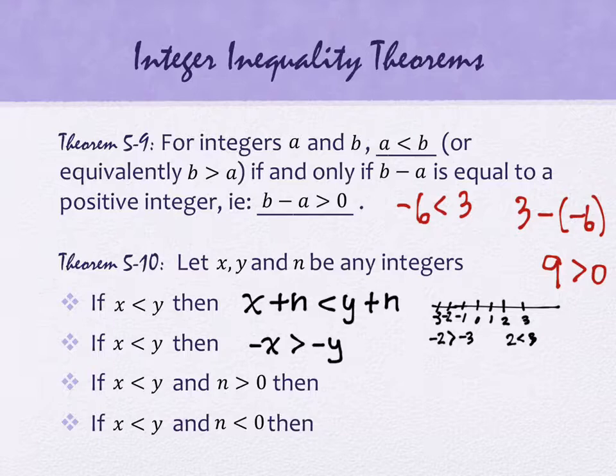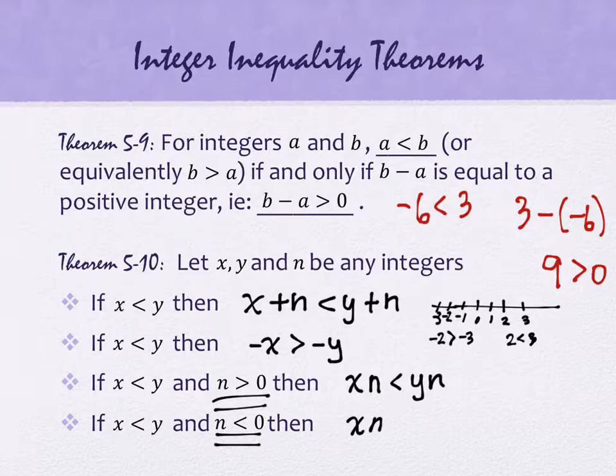All right, next one. If x is less than y and n is greater than 0, then x times n is less than y times n. Now you'll notice it specifically said n's positive. So if I multiply by a positive number on both sides, the inequality stays the same. That's usually not the concern kids have. They're totally fine with the inequality staying the same. But the second one here, where n is less than 0 and the inequality switches, is a little more bothersome.